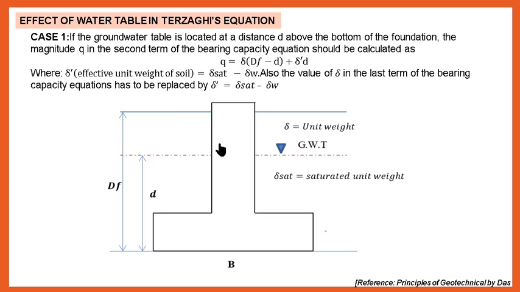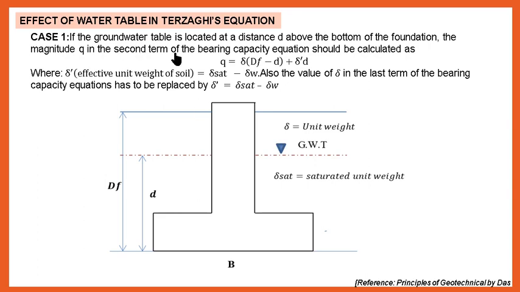The first case is when our water table is located at a distance above the bottom of the foundation. So, here is our water table. It is located above the bottom of our foundation. So, the magnitude of Q, in the second term of the bearing capacity equation, should be calculated as follows. So, this will be our value for the magnitude Q in our second term when we have groundwater located at a distance above the bottom of the foundation.